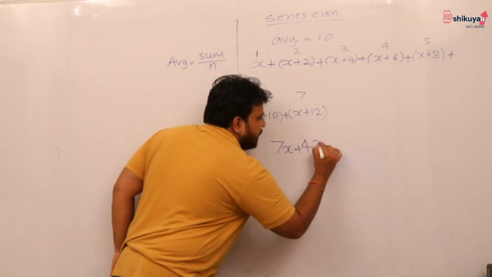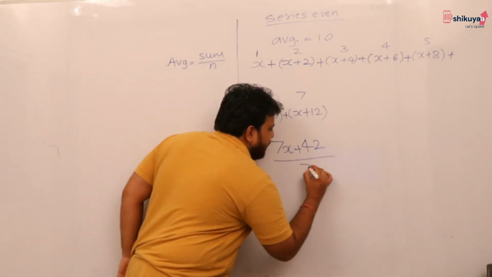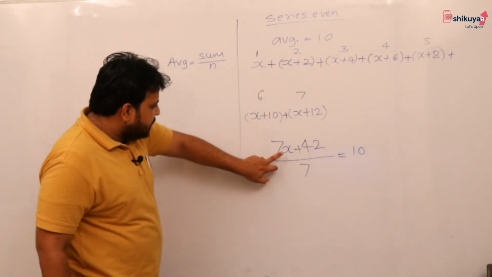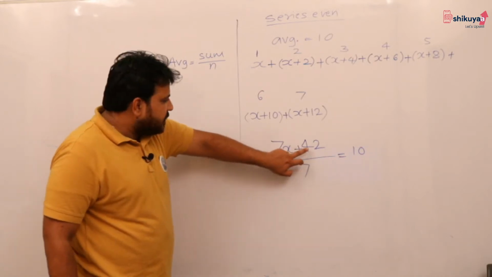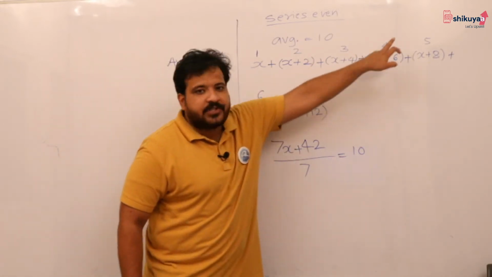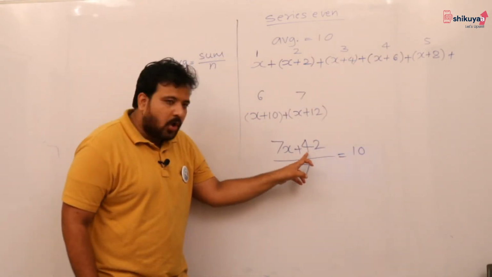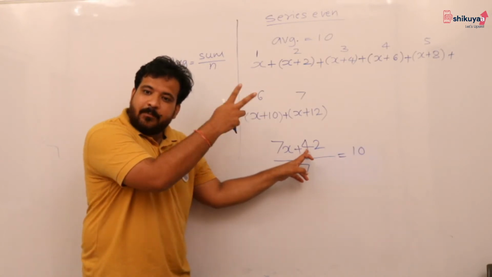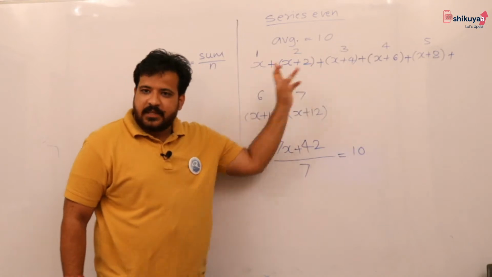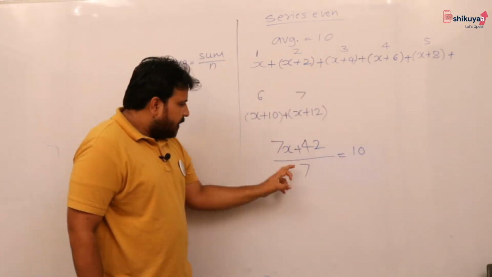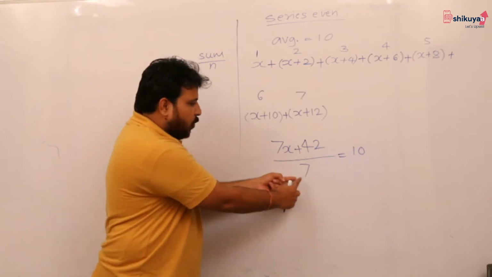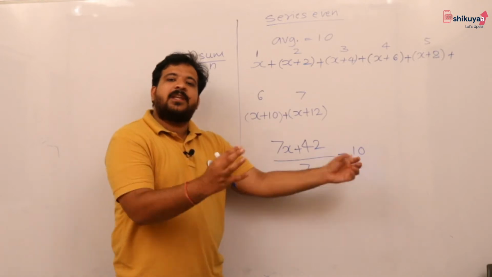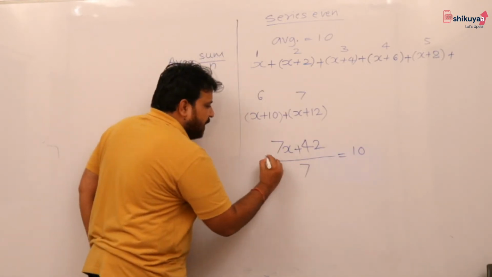So 7x plus 42 divided by 7 is equal to 10. Am I right? So this is an unknown number. This is the sum of all the constants. Remember my word. This is the sum of all the constants we have obtained by adding 2 to the previous term in a series, in an even series. Correct? Divided by 7, which is the total number of numbers, and it's equal to 10, which is the original average given to us. So now let us find out the value of x.